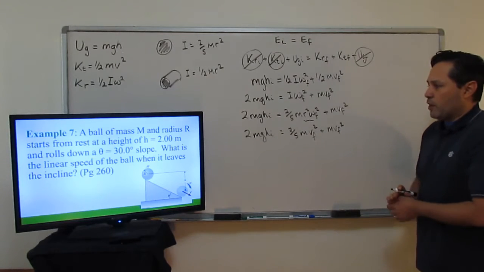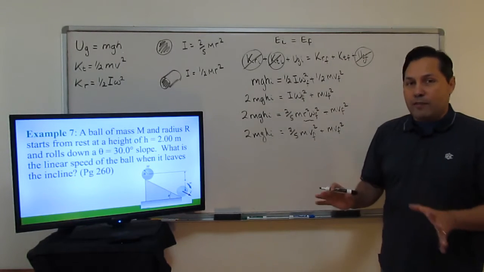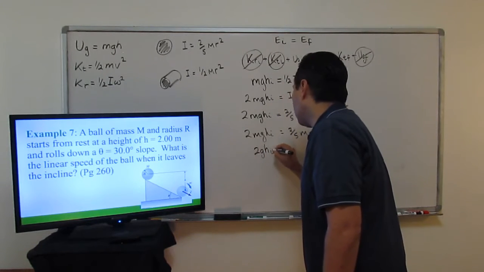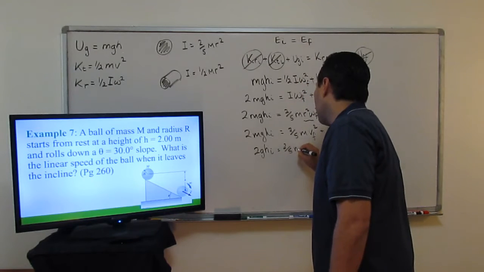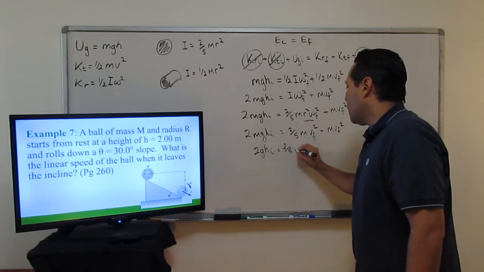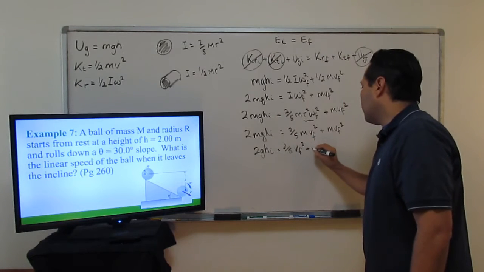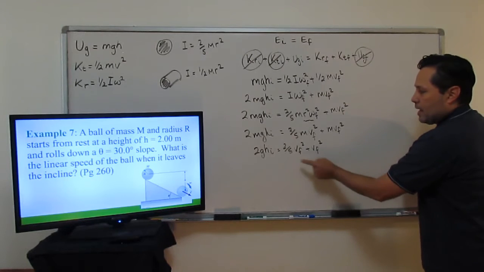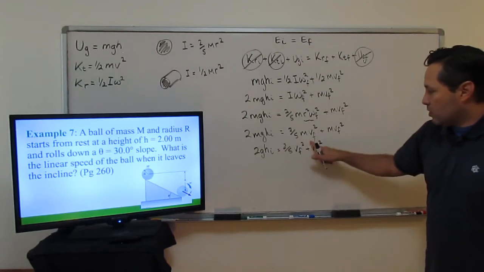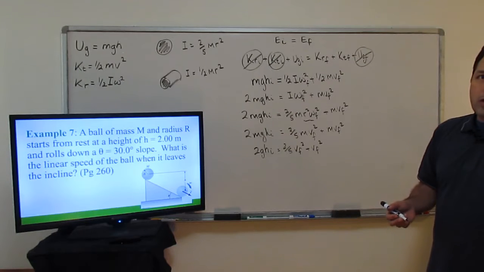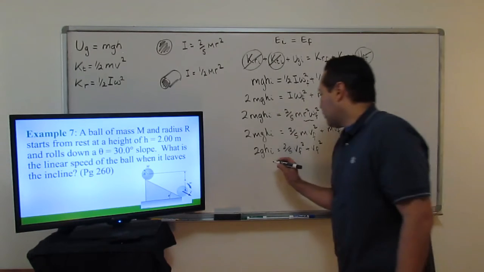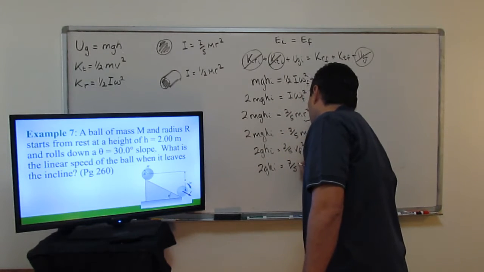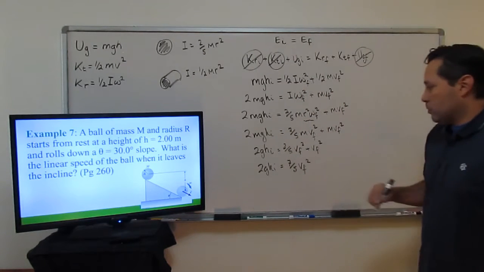Alright, let's keep on simplifying. You'll notice mass on all of them, so we can go ahead and divide it all by m, so it goes away. So now we're left with 2ghi is equal to 2/5 velocity final squared plus velocity final squared. Alright, so now we're going to go ahead and add them together, collect like terms. So this is 1 plus 2/5, so that's going to go ahead and give us 7/5. So it's going to be 2 times ghi equals 7/5 velocity final squared after I added them together.